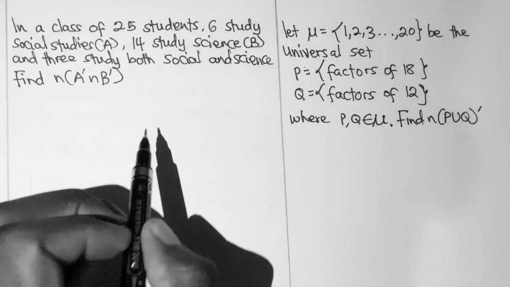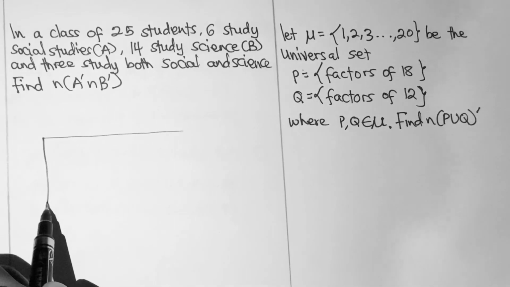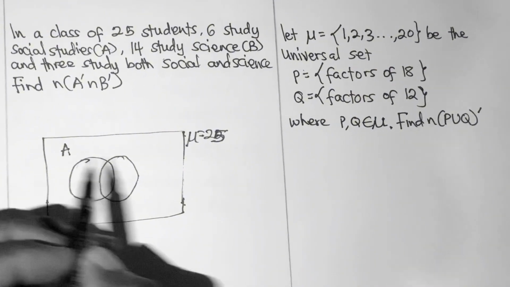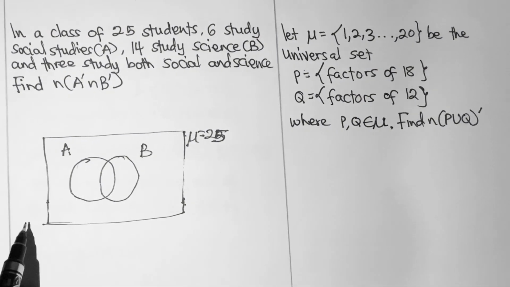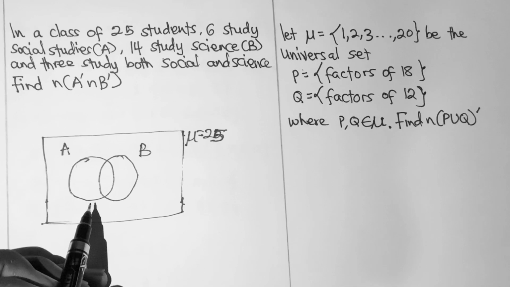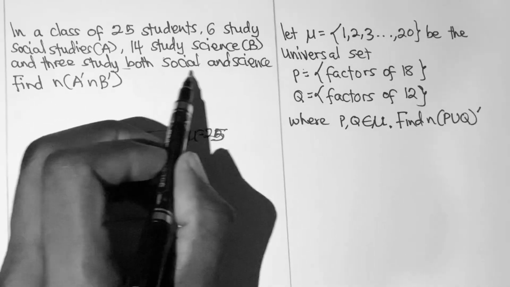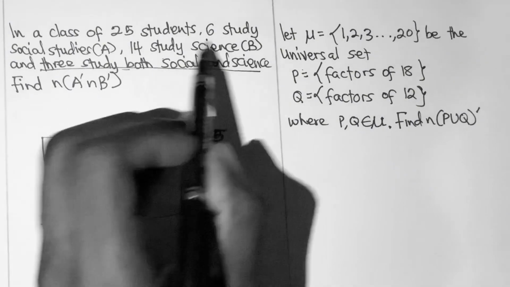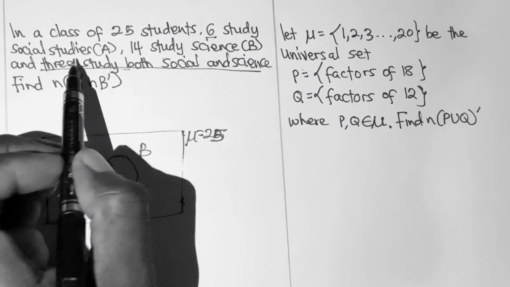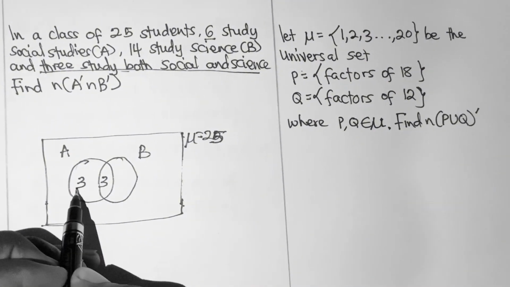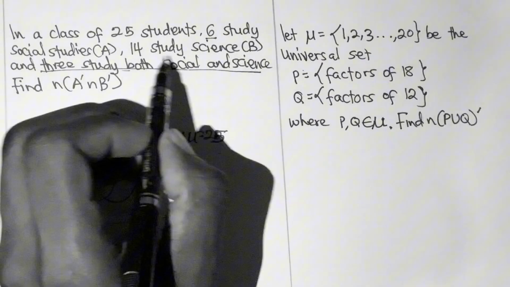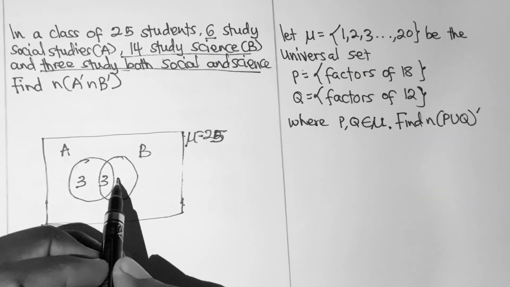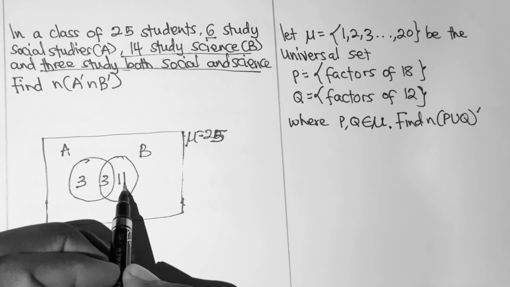So let's sketch the Venn diagram to represent this information. The social studies is represented as A, then the science is represented as B. Now, 3 study both social studies and science. So that means this place is 3. And it says that 6 study social studies, so here ought to be 3, because 3 plus 3 is 6. And then 14 study science, so 14 minus 3 is 11.